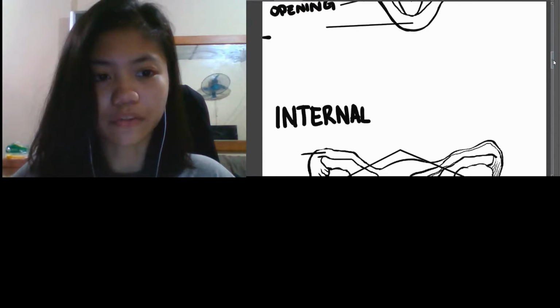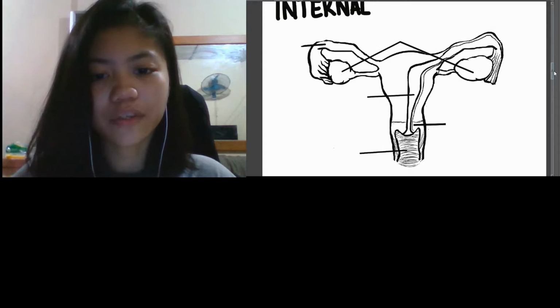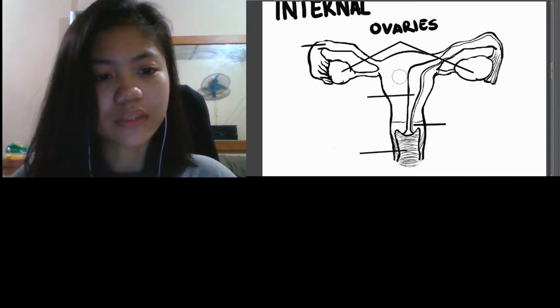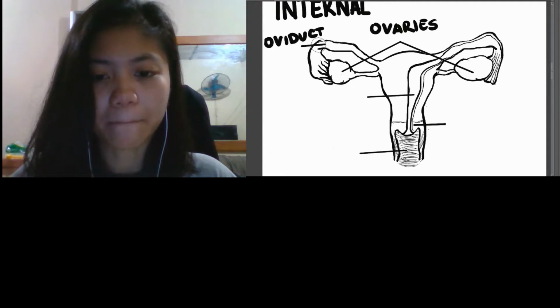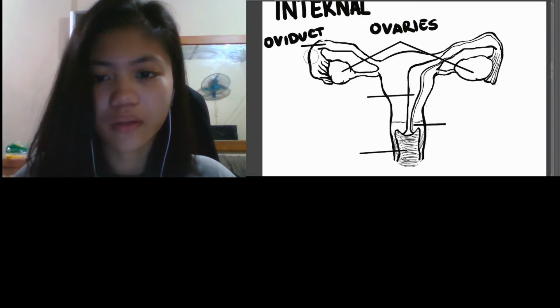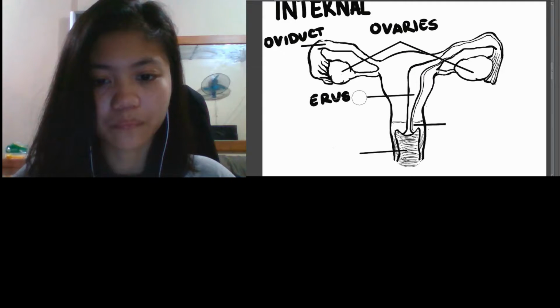So for the internal parts of the reproductive system, firstly are the ovaries. This is where the sperm is attached to the ovaries, wherein they would then be creating a fetus. After that is the oviduct. This is responsible for the pathway of the sperm to the ovaries. To get to the oviduct, they would pass through the uterus. The uterus is responsible for the pathway of the sperm and the pathway of the blood as it sheds.